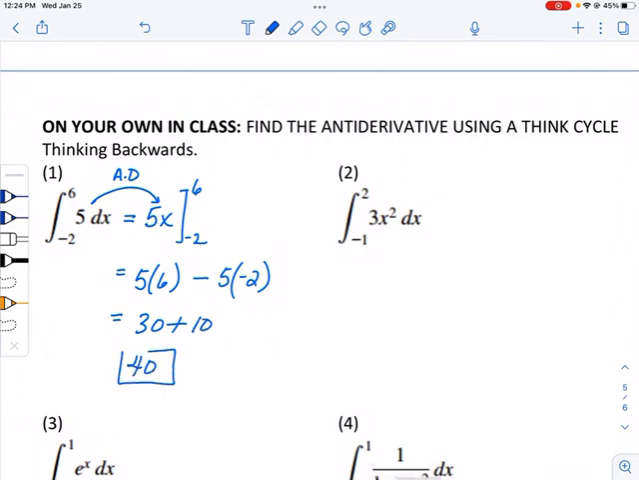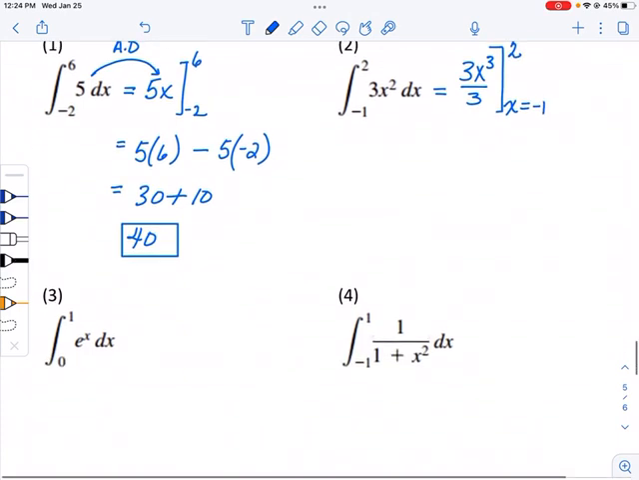Okay, so I'm going to set the next one up. So you're going to have 3x cubed over 3, and then we're going to evaluate it because we're using x to the n plus 1 over n plus 1 for the antiderivative. And then we're going to evaluate it from x is equal to -1 to 2. That is the notation we would use. So I'll let you finish that one.